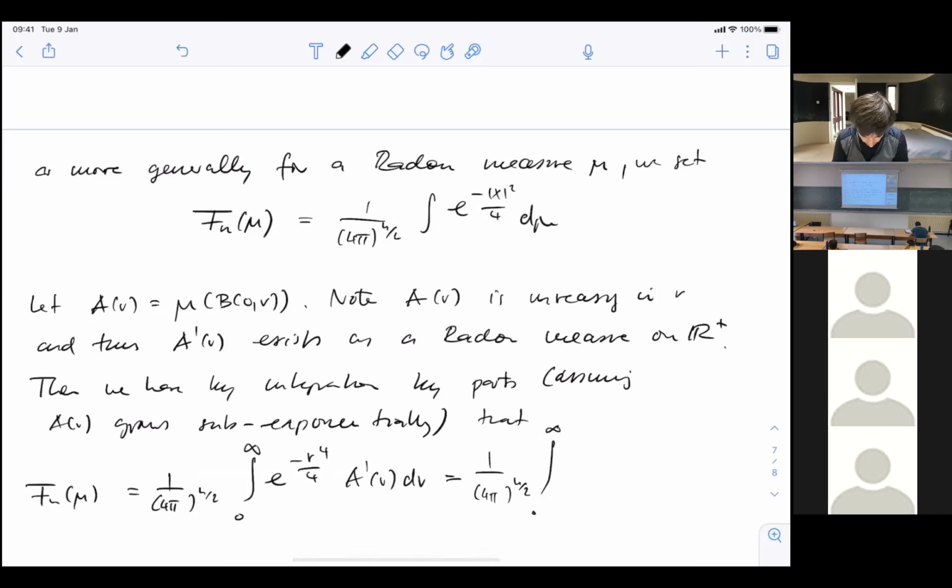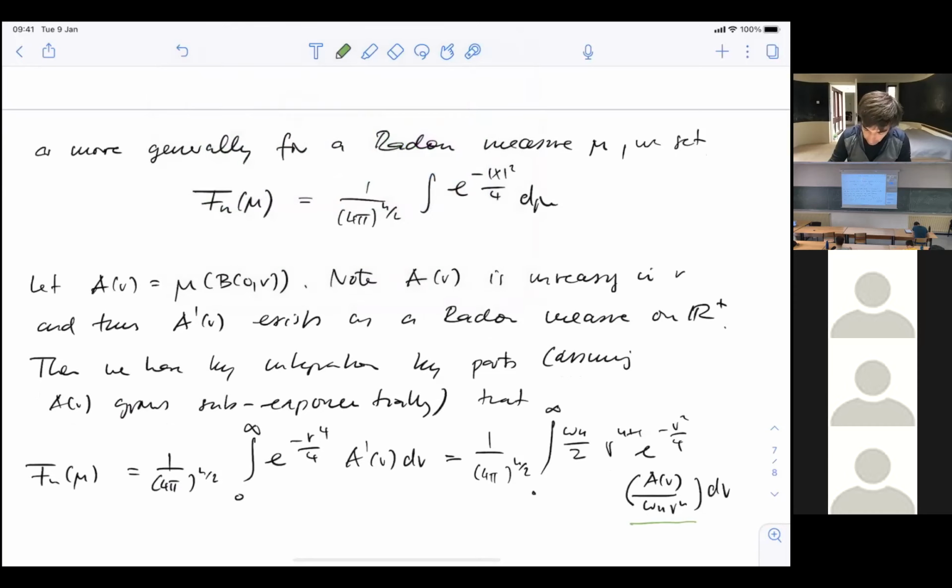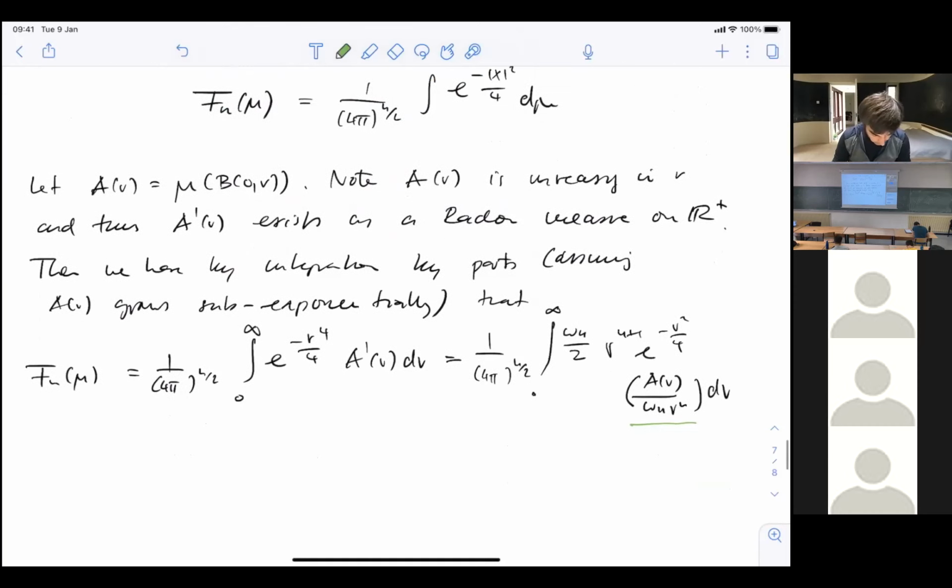Now we can integrate by parts. If you integrate by parts here, this gives omega n over 2, r to the n plus 2, and we can write this as e to the minus r squared over 4, and we write this here as A of r divided by omega n r to the n, dr. I'm writing this in this way because these are exactly the area ratios.